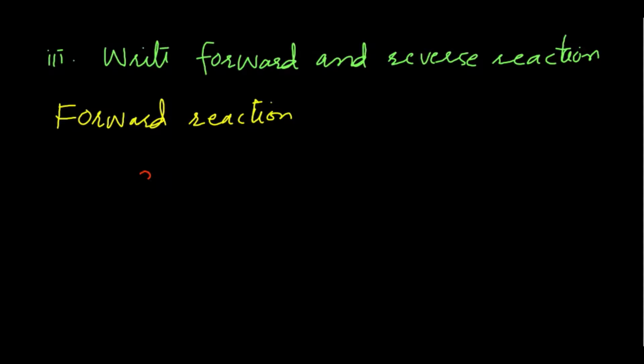The forward reaction usually proceeds from left to right. We have 3 moles of oxygen, right, students, and they are converted into 2 moles of ozone. This is the forward reaction. Clear, students? Now we will write the reverse reaction. Usually the reverse reaction proceeds from right to left. In the reverse reaction, ozone becomes the reactant. Right, students?